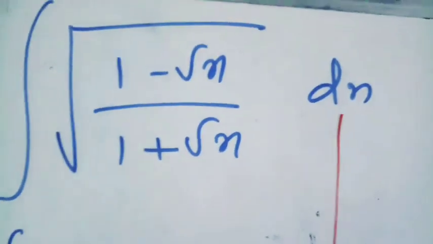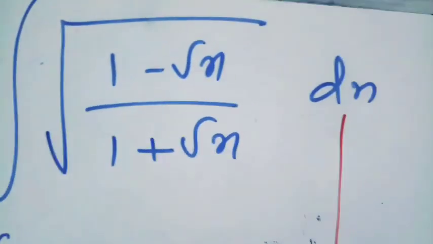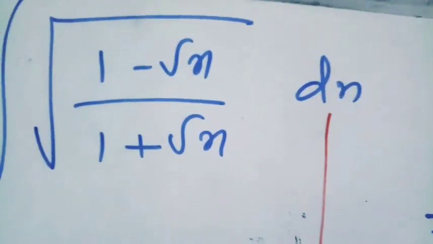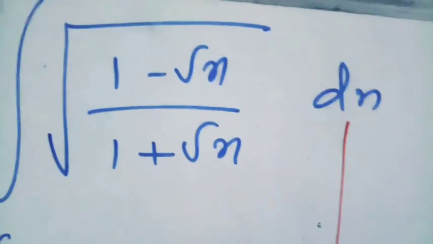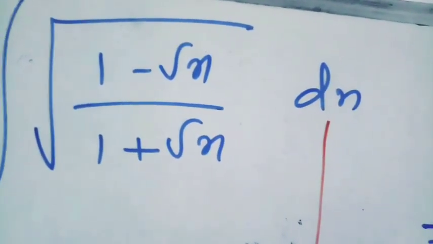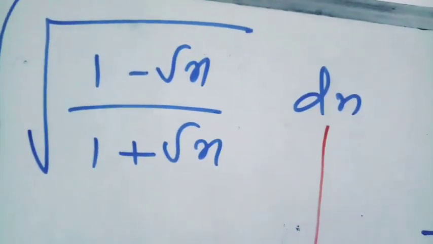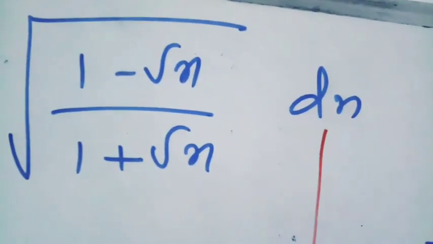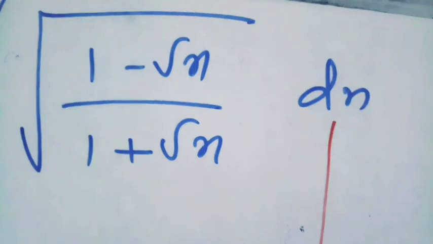Next question is question number 20 in miscellaneous exercise: integral of root of 1 minus root x by 1 plus root x, dx. It is little difficult, and here also we use the substitution for root x. Better you know the formula 1 minus cos theta by 1 plus cos theta, അല്ലെ, 1 minus cos 2 theta by 1 plus cos 2 theta ഒക്കെ നമുക്കറിയാം.